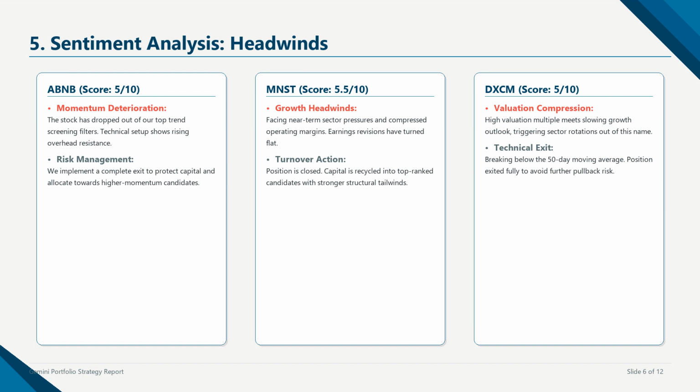Conversely, several stocks are facing significant sentiment headwinds. ABNB has dropped out of our top trend screening filters due to momentum deterioration and overhead moving average resistance. MNST is facing near-term sector growth headwinds, rising fuel costs, and compressed operating margins. Lastly, DXCM has seen multiple compression as retail momentum cools and technical support levels break. Growth ratings for these companies have declined in our combined screening model, prompting a complete technical exit.